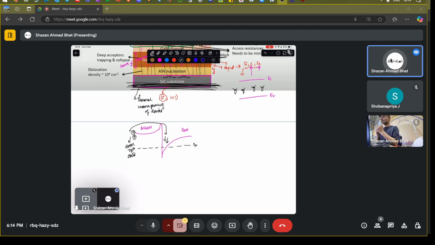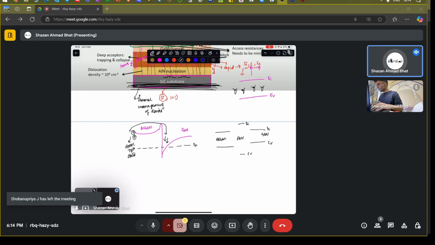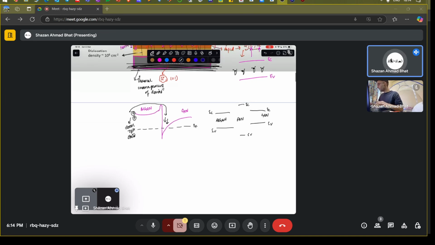This happens during the fabrication process, whenever you make these layers. Whenever these layers are separated, let's say this is gallium nitride, this is aluminum nitride. This is the conduction band, this is the valence band. Similarly, this is conduction band, this is valence band, and this is AlGaN, aluminum gallium nitride. This is conduction band, this is valence band. So whenever you combine these materials, it attains equilibrium, meaning it has a single Fermi level.